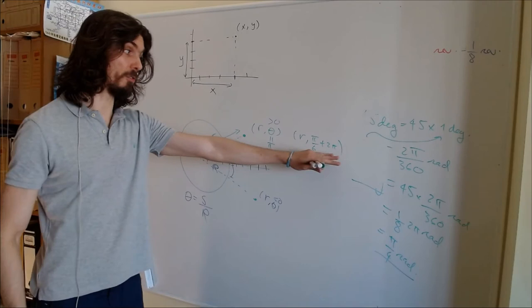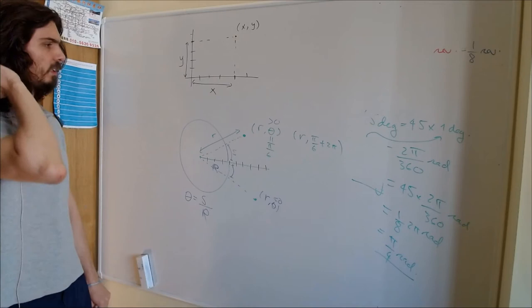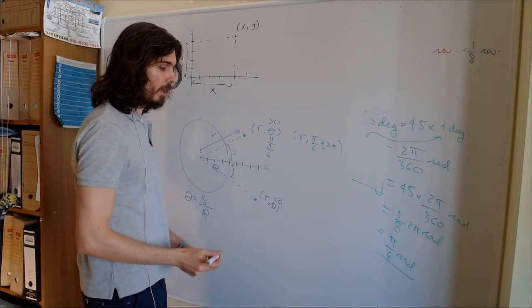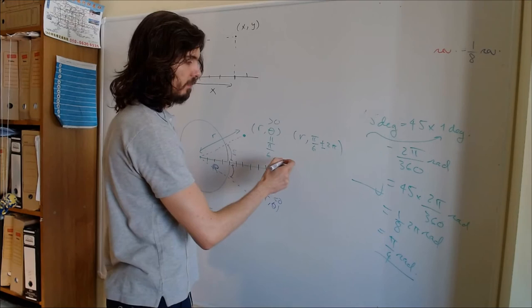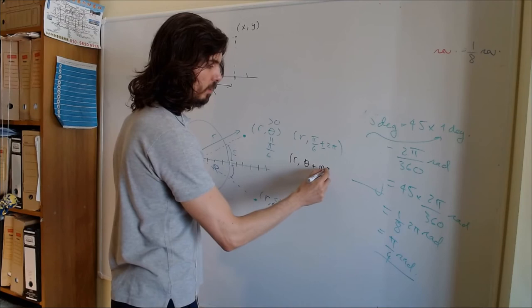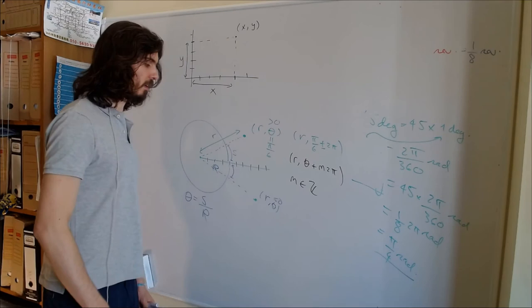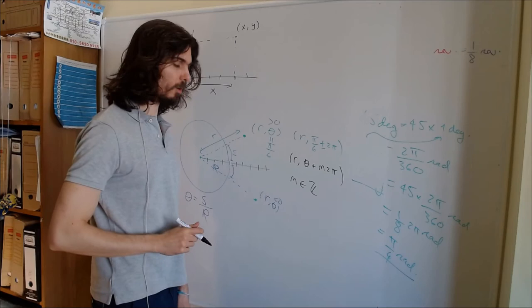In radians, of course. I'm dropping the radians because I just told you that is in radians. Or you could subtract. You could go like this, because this is minus. In fact, in general, any multiple of 2 pi, r, theta plus n 2 pi, where n is an integer, positive or negative, that is, belongs to Z, is a good address for our point. Okay?